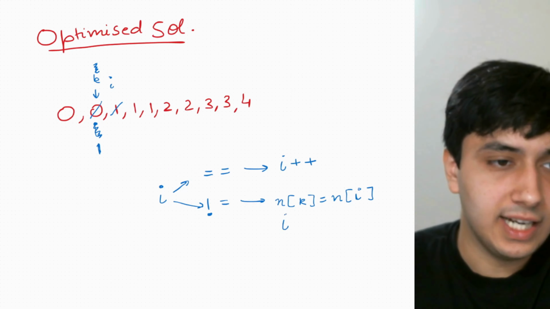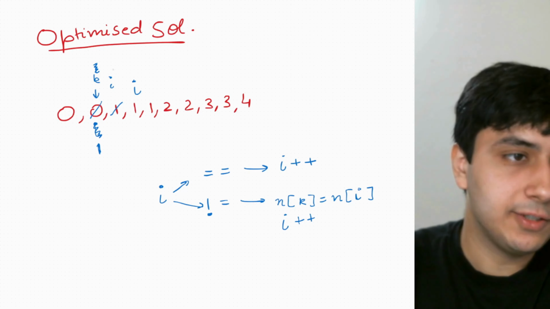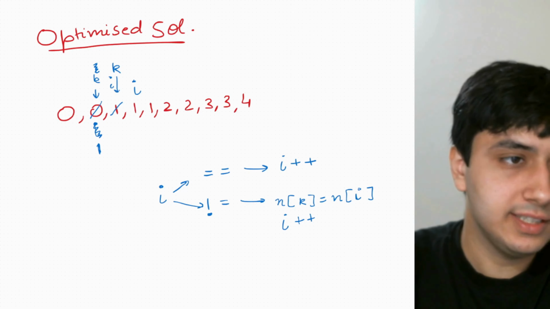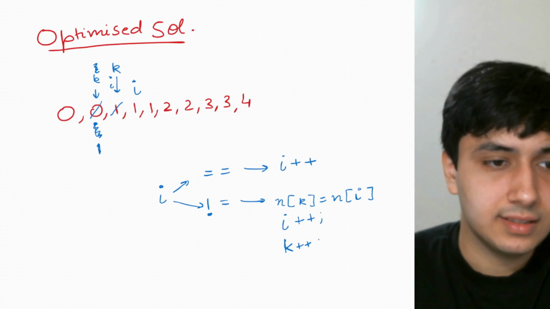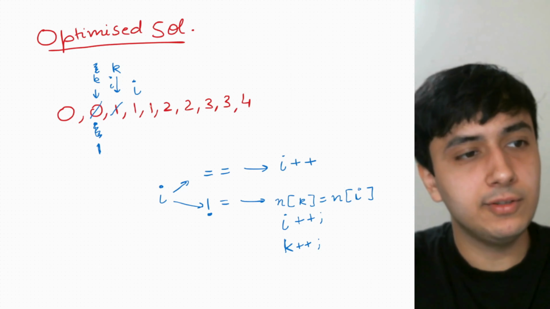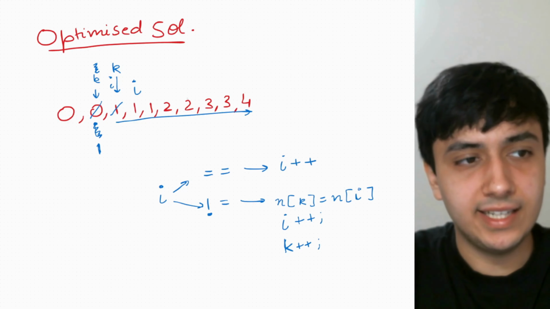Then you would move your i pointer forward to this place and you'd move your k pointer forward to this place. So you do i plus plus and k plus plus. And you'd keep doing this till the loop ends, which means i reaches the end.